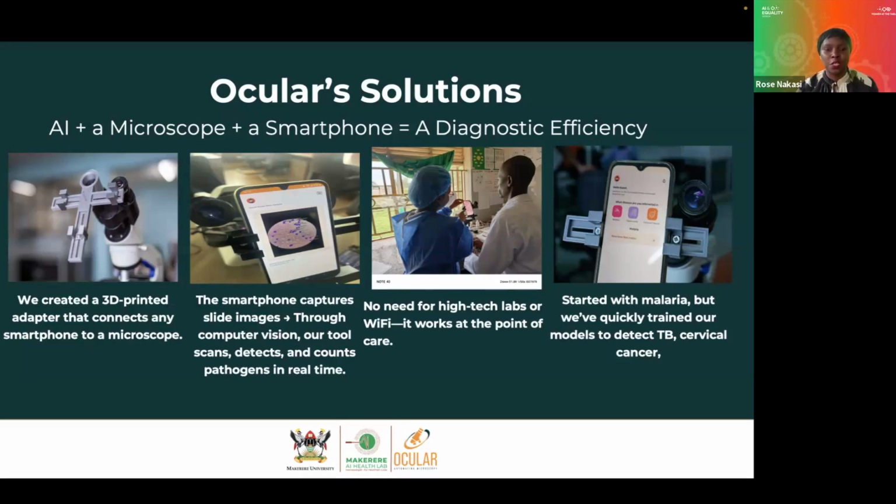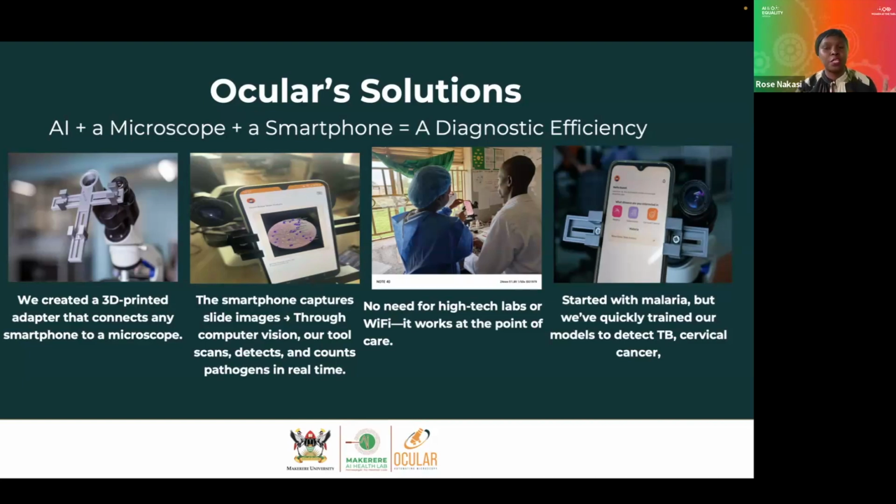So the smartphone is capturing all those images, and then through computer vision, our tool is able to scan, detect and count all pathogens in real time. Here, we don't need high-tech laboratory technicians, or even Wi-Fi. It is able to work at the point of care, because once the expert captures the image with the smartphone, the artificial intelligence model running in the background is able to characterize the pathogens and then bring inference onto the smartphone. So the diagnosis is seamlessly received onto the screen of the smartphone.